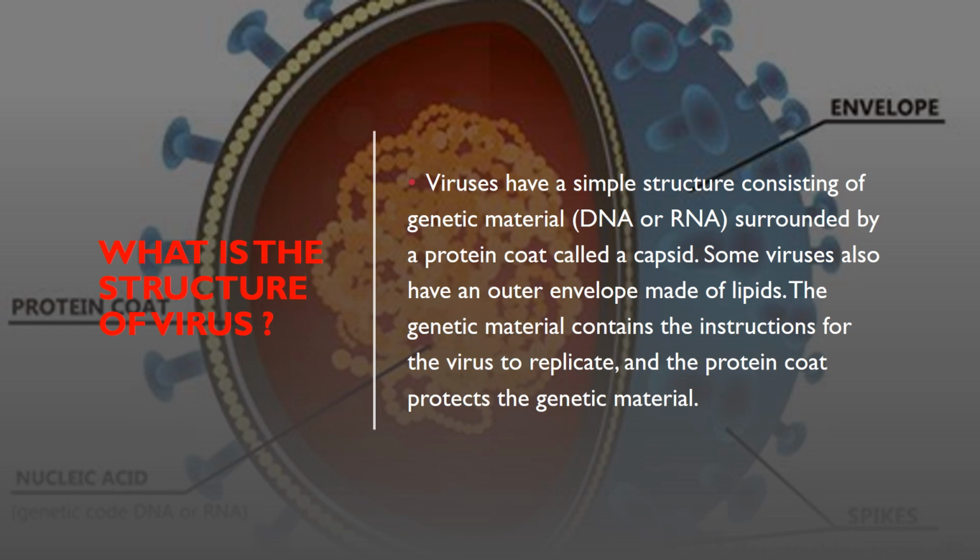What is the structure of a virus? Viruses have a simple structure consisting of genetic material, DNA or RNA, surrounded by a protein called a capsid. Some viruses also have an outer envelope made of lipids. The genetic material contains instructions for the virus to replicate, and the protein coat protects the genetic material.